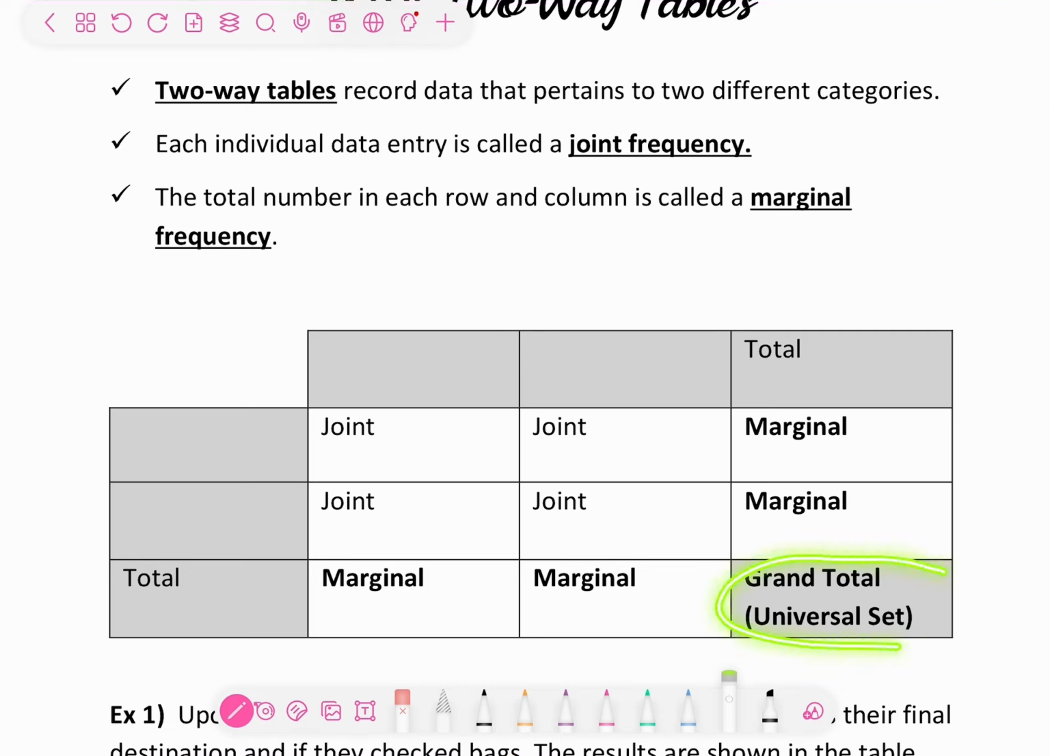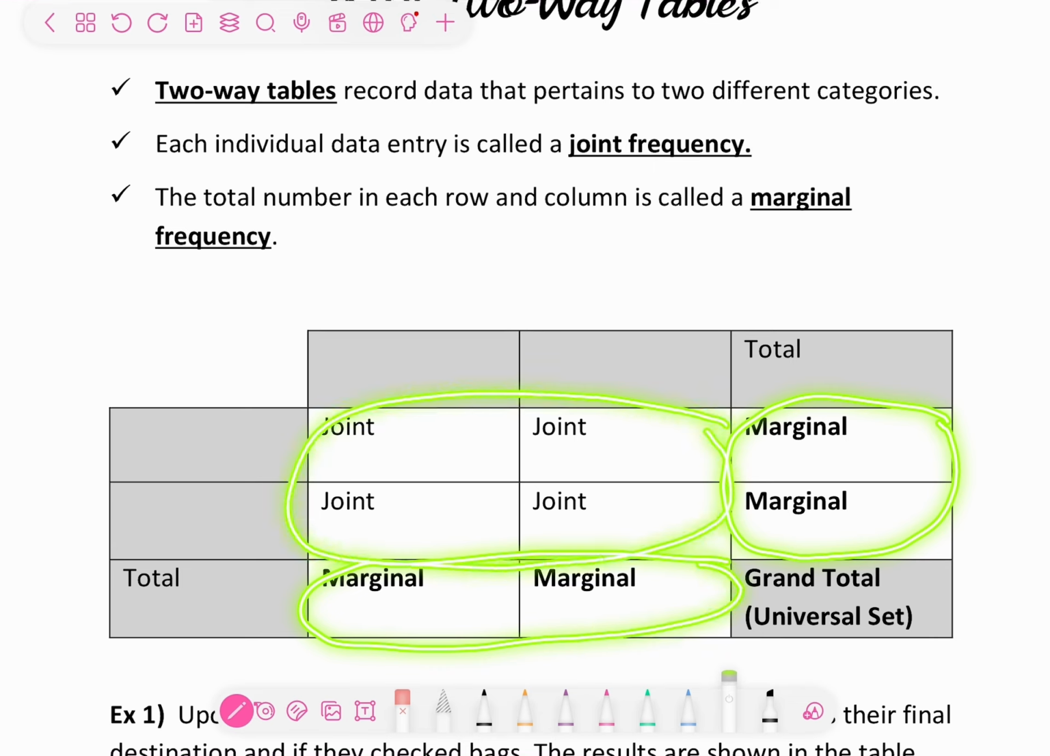That grand total you can find three ways. You can find the sum of the marginal frequencies on the right side, you can find the sum of the marginal frequencies at the bottom, or you can find the sum of all the joint frequencies. And no matter what, you should end up getting this universal set or this grand total.